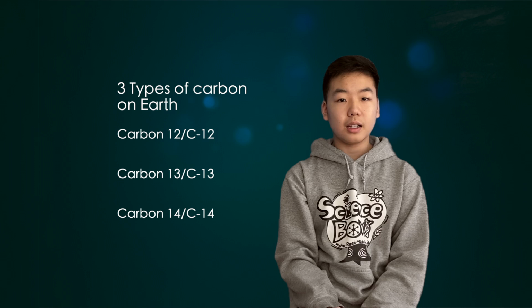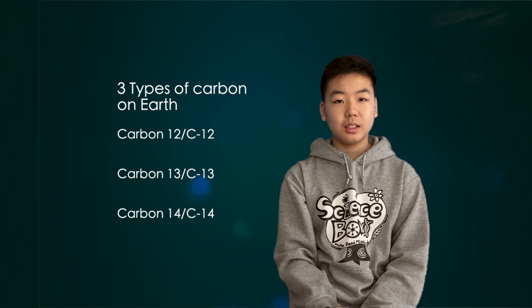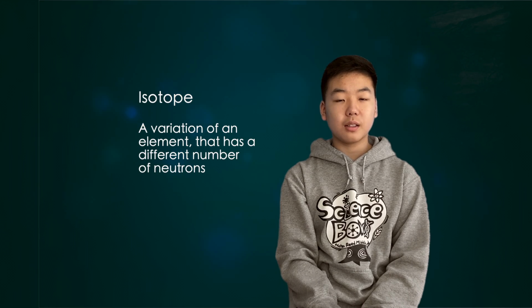Carbon 13 has 6 protons and 7 neutrons. Carbon 14 has 6 protons and 8 neutrons. The only difference is the number of neutrons. So, carbon 13 and carbon 14 are isotopes of carbon. An isotope is a variation of an element that has a different number of neutrons than protons. Carbon 12 and carbon 13 are stable, so they won't decay. Carbon 14, however, is radioactive, so after a certain amount of time, it will decay.